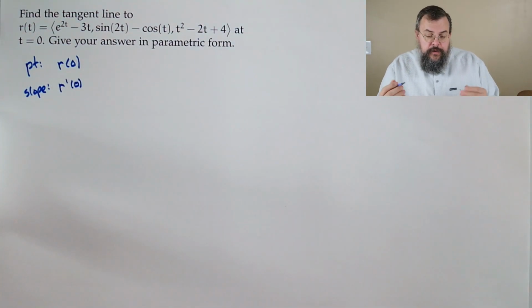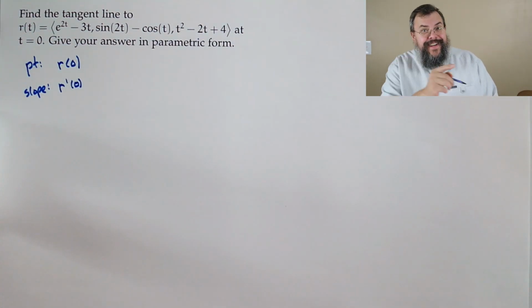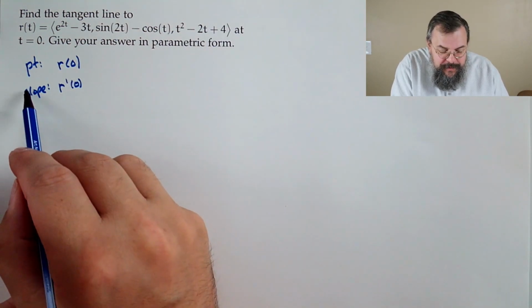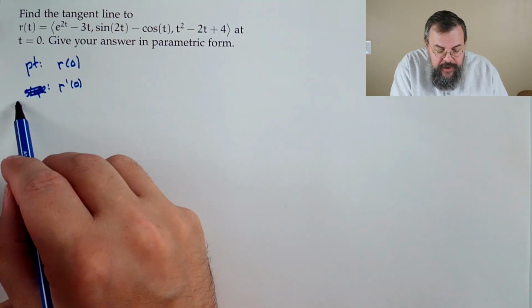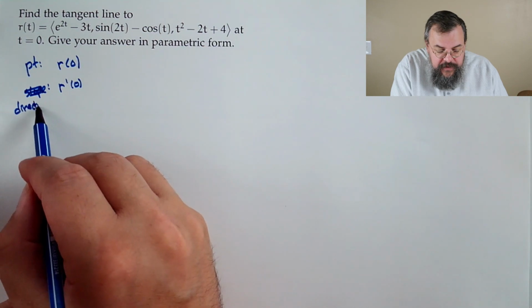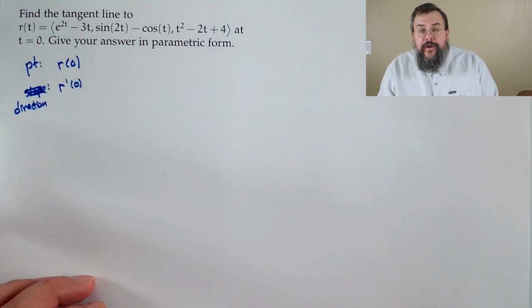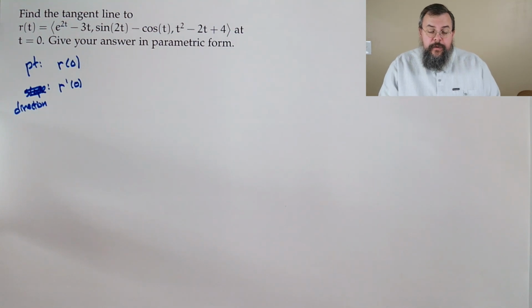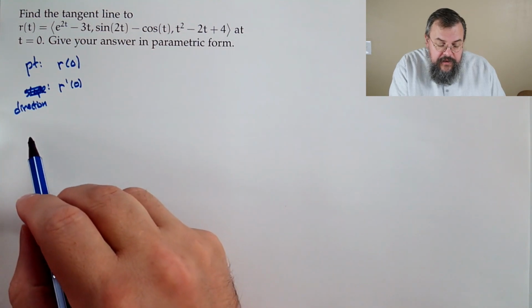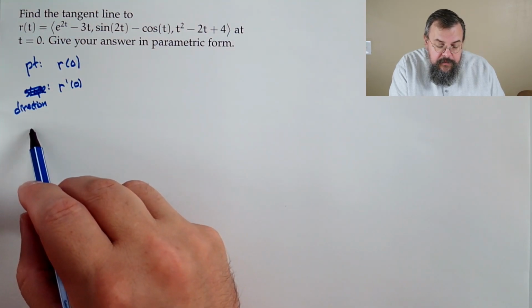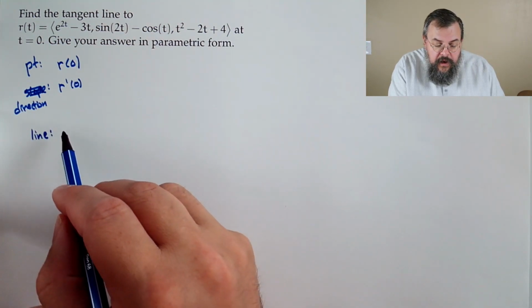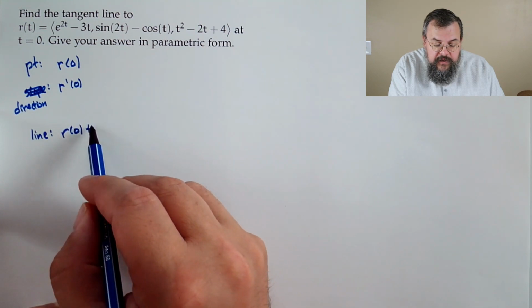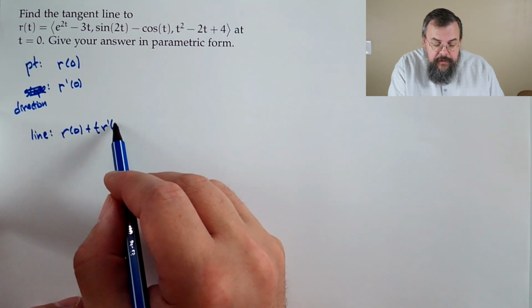So, whoops, I said point and slope. We're not point and slope. That's single variable. We're point in direction. That's multivariable. Sorry about that. So, r prime of 0, that's the vector that points in the direction we want to go. And if you put them together, that says our line has the form r of 0 plus some multiple t, r prime of 0.